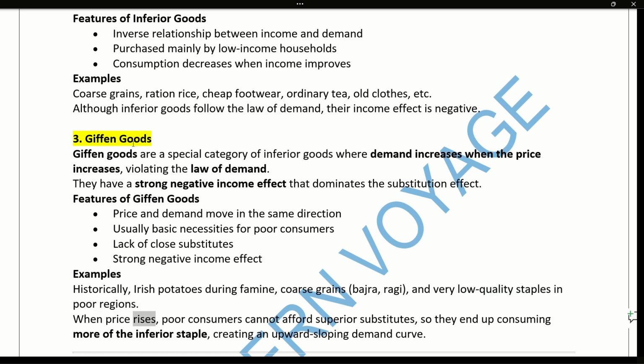When price rises, poor consumers cannot afford superior substitutes, so they end up consuming more of the inferior staple, creating an upward sloping demand curve.